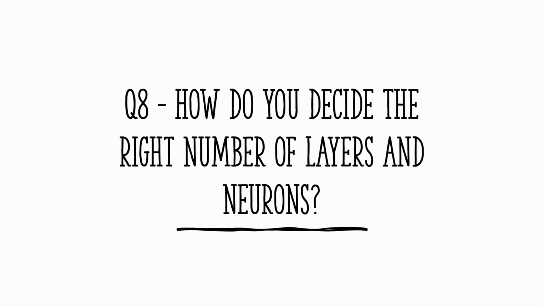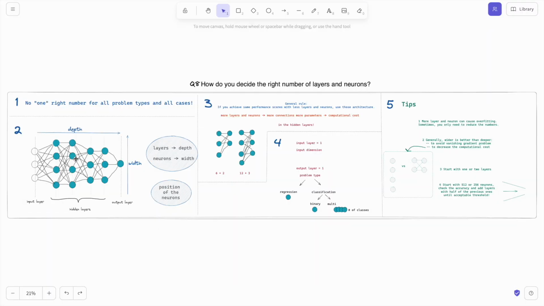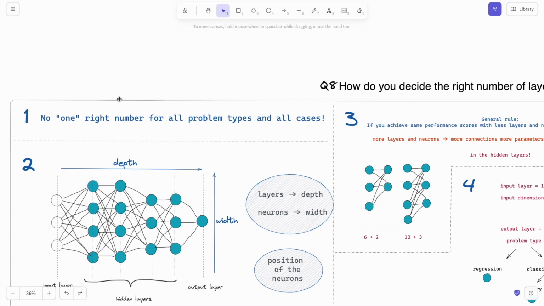And the question is one of the first questions you will ask yourself, especially in the beginning of the hands-on part. How do you decide the right number of layers and neurons? Okay, let's look at the answer step by step. First of all, there is no one right number for all problem types and all cases, which means there is no one configuration, one architecture, best for all, or one solution for all.